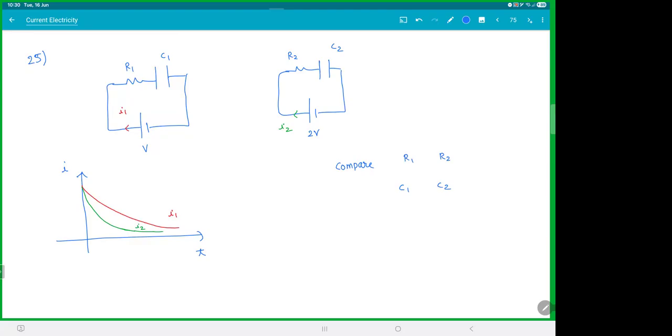Both are starting from the same point at T0. So looking at this graph, you have to tell which one is bigger. R1 is greater than R2 or C1 greater than C2. Finish off. Last one for the day.